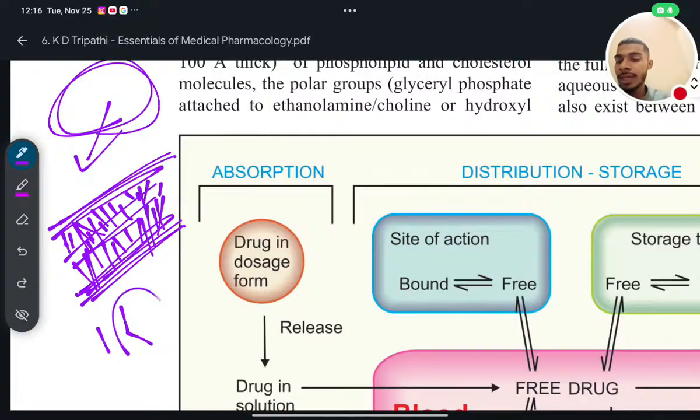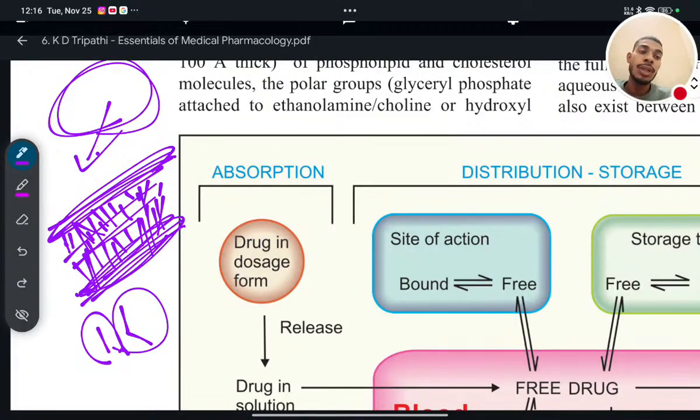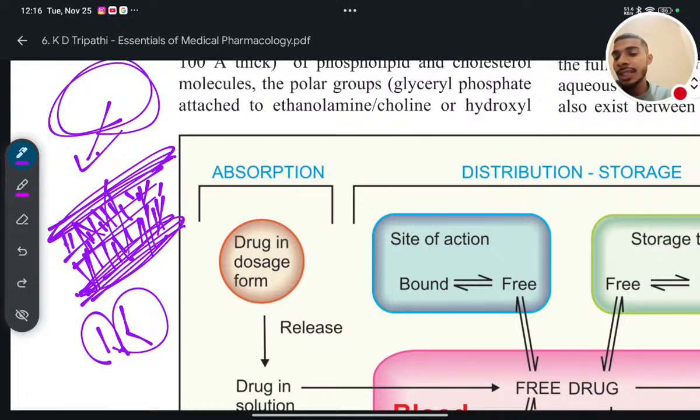So this will be unsaturated and this one will be saturated. Okay, so this one is a layer, this one is a layer. In between these two lipid layers, there will be some integrated proteins and other things which will create some channels. So we have to study about this lipid bilayer.